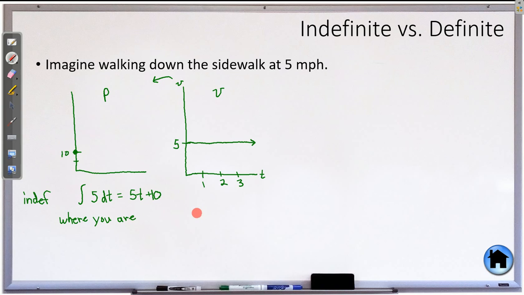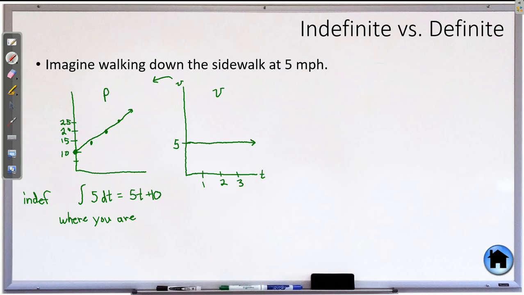It's your position. And so if we draw that graph now, we're going to go over 1, up 5, over 1, up 5, over 1, up 5, etc. And we'll have a nice linear line like that. 15, 20, 25, etc. That is our indefinite integral.